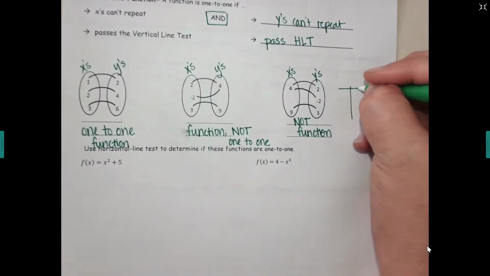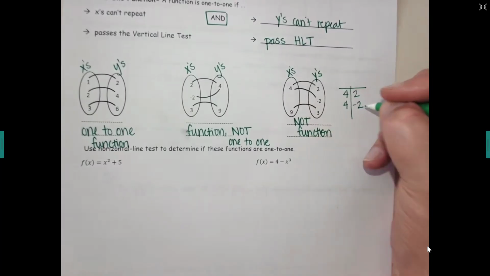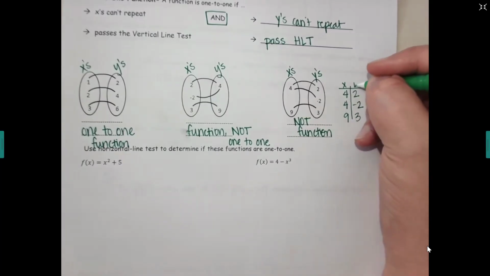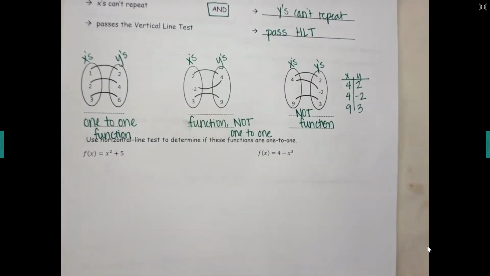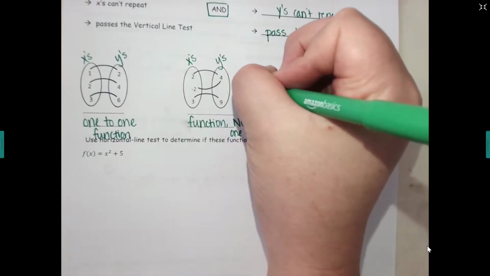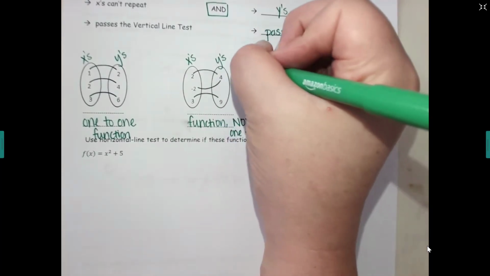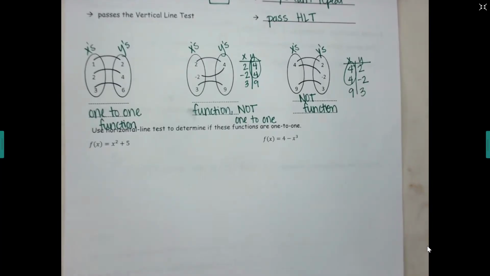let's write this as a table. So 4 goes with 2, and 4 goes with -2. And then 9 goes with 3. It is a little easier to see if it's written as a table, but for the circles, basically if you have any arrows coming out of the same number twice, that means it's a repeat. Let's write the same thing for this one. It would be 2 with 4 and -2 with 4. So there's your repeat, there's your repeat. So if you have a table, you're looking for those repeats.